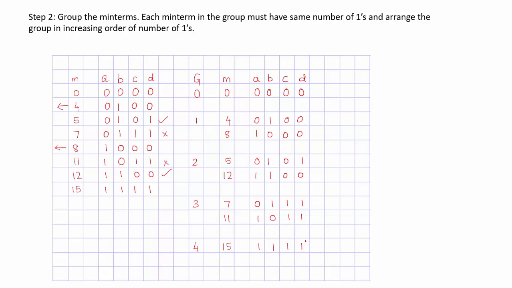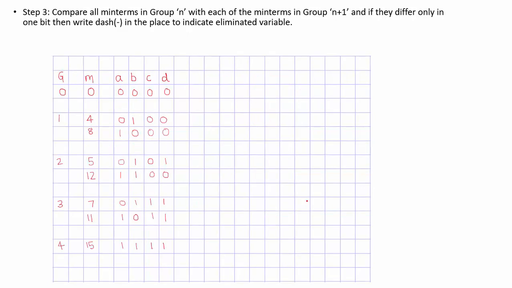Having grouped the minterms based on the number of ones in it and arranging them in increasing order of number of ones, let us see what is the next step. So step 3 is we compare all minterms in group n with each of the minterms in group n plus 1, and if they differ by only one bit, then you write dash in that place to indicate that the variable is eliminated. So here you'll compare group 0 with group 1, group 1 with group 2, group 2 with group 3, and group 3 with group 4.